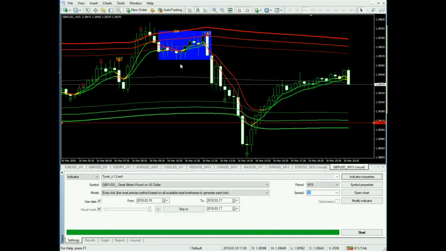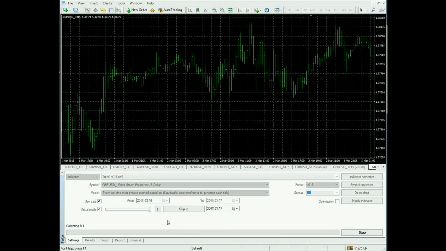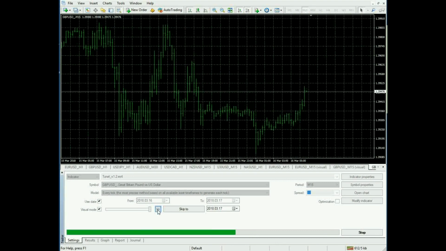Okay, so we're going to have a blue box like here. You see 204, it means it was the maximum size of the box. Maximum size is 220, here it was 204. Okay, so what we're going to do, we're going to start, we're going to pause it.